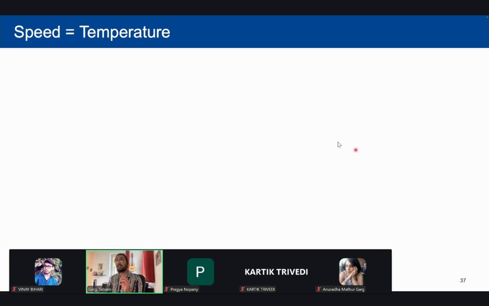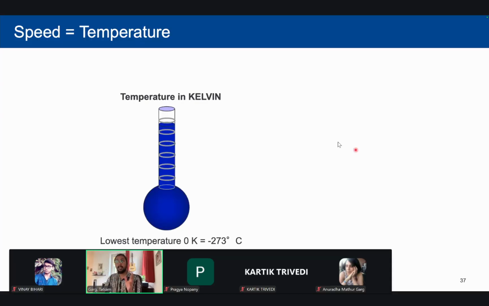So I can draw a temperature scale. This is in kelvins. So 0 Kelvin is the absolute lowest temperature, a theoretical limit that is not achievable, but you can conceive of. At this point, everything has 0 kilometers per hour speed.